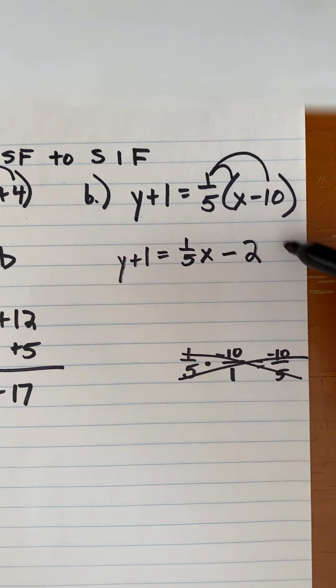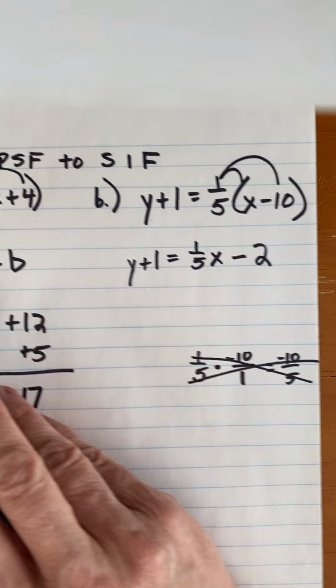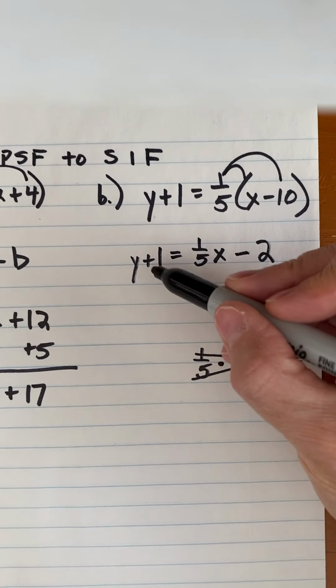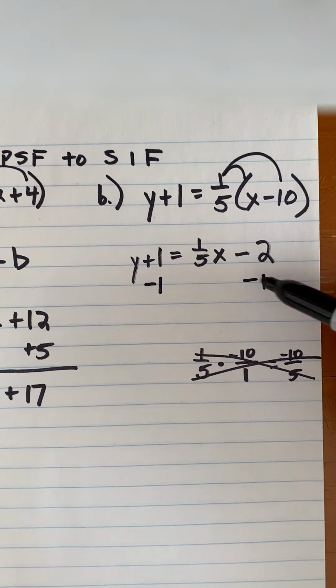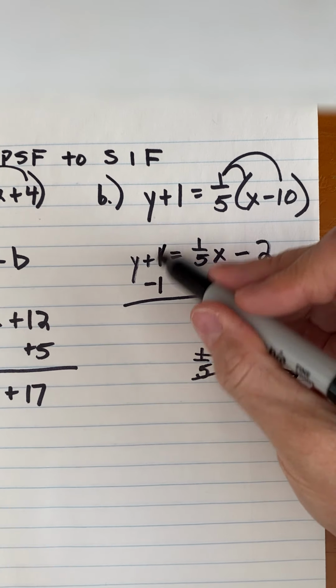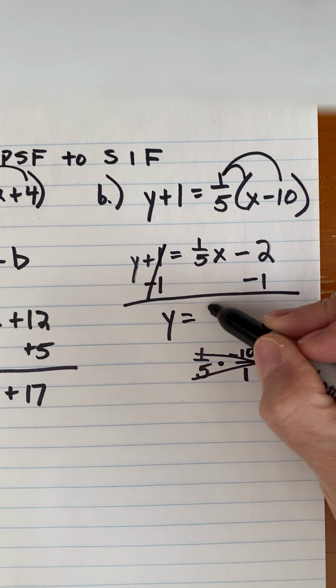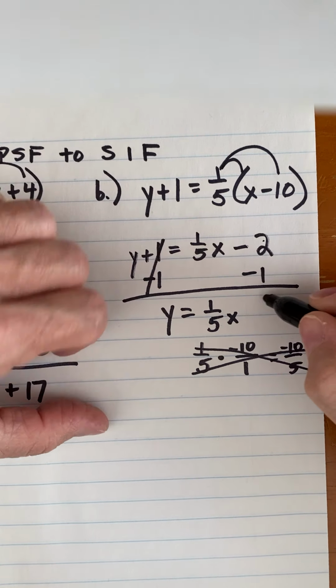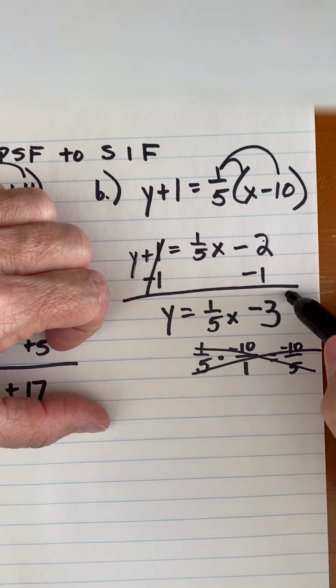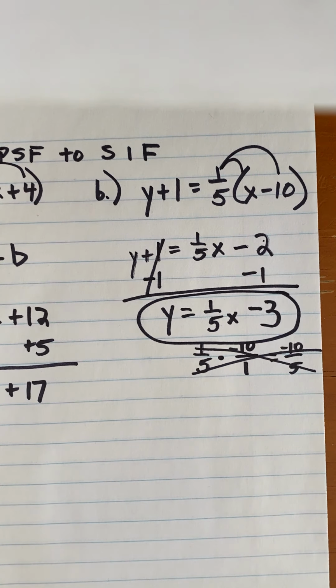Now, why does this not look like slope intercept form? It's because we have a plus 1 here. So how do we get rid of the plus 1 and isolate the y? We subtract 1. So then we get y equals 1/5 x. Negative 2 minus 1 is minus 3. So my answer is y equals 1/5 x minus 3.